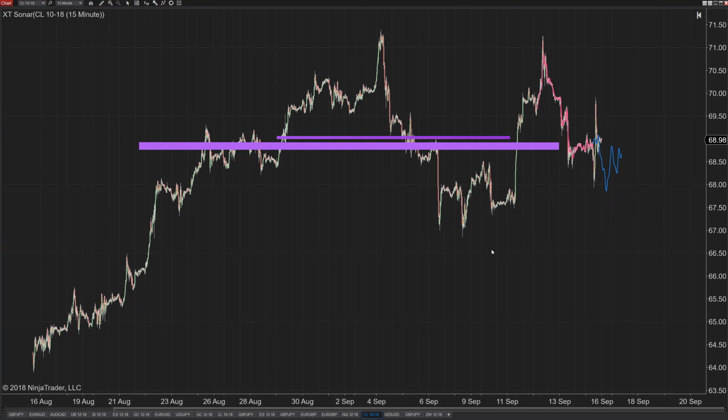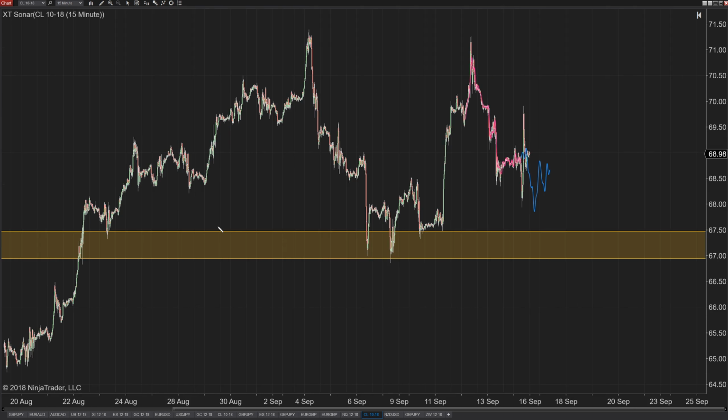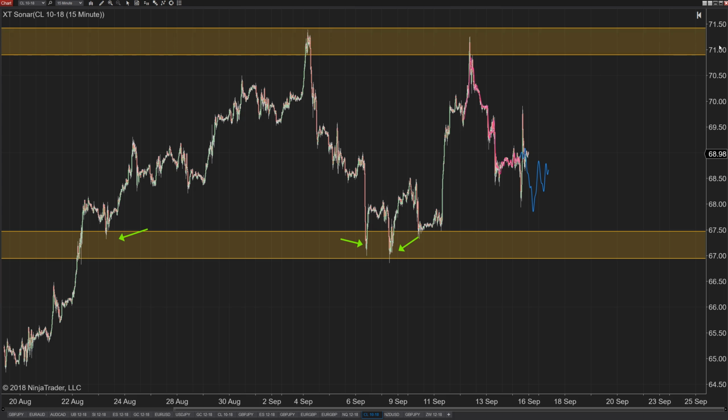Okay, so the next chart we're going to be looking at is oil, and this is a 15-minute chart. What we're looking for is either a bounce around our support level, which you can see has happened a few times, or we're going to go back up to resistance. It's going to be around 71, 71.50. This range is going to break at some point. I don't necessarily know if it's going to happen this time, of course, but eventually we do expect it to break.